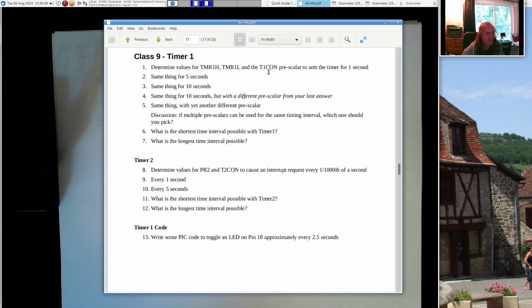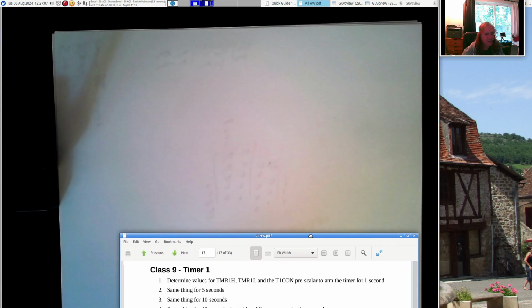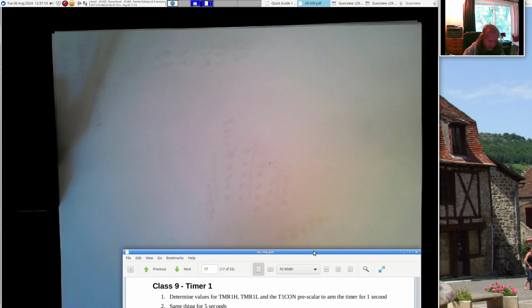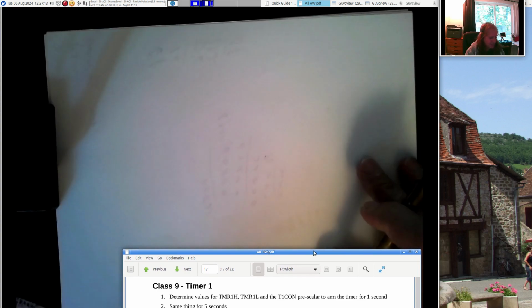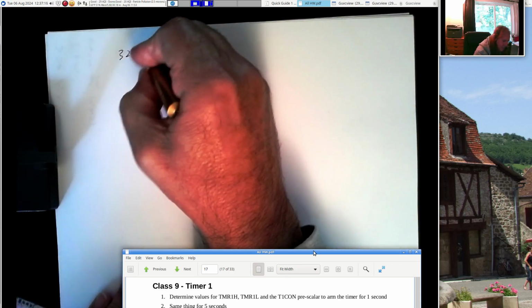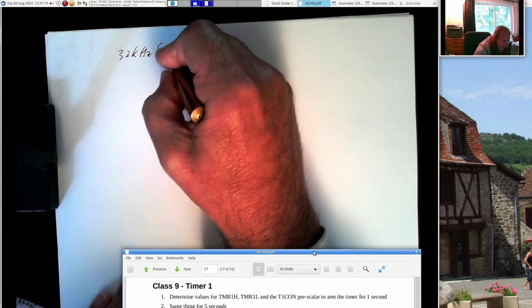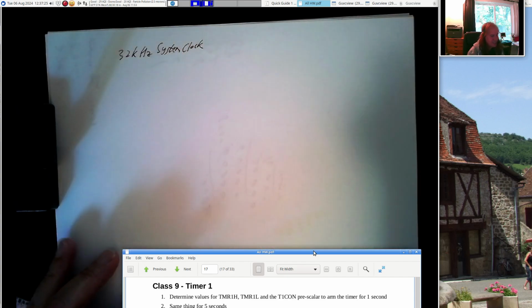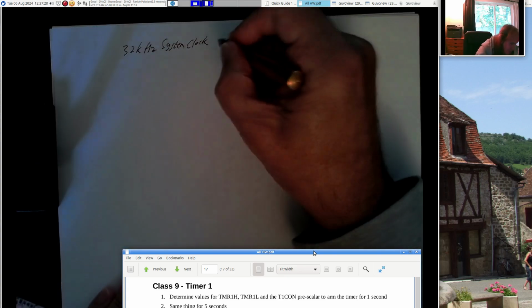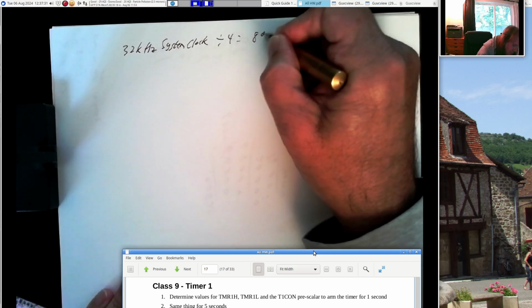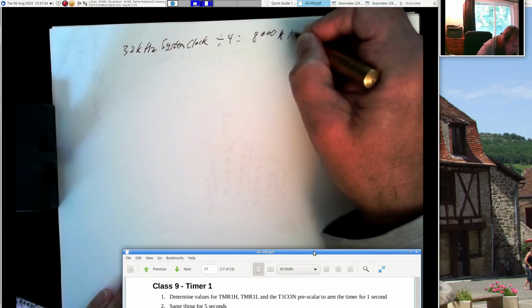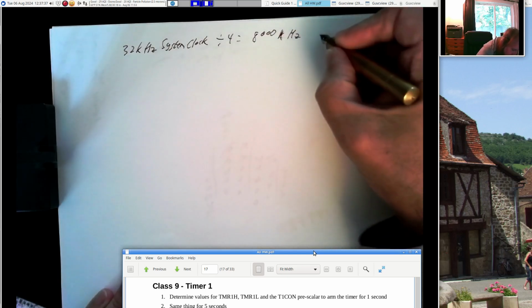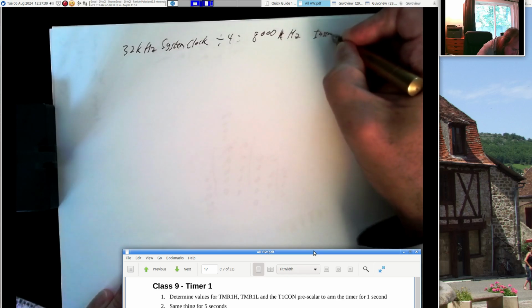So the first question wants to know the values for the high and low timer registers and the prescaler that we need to set up the timer to trigger after 1 second. Everything that we do is based, unless we say otherwise, on this idea of a 32 kilohertz system clock. And remember, we don't usually deal with that. That's just the underlying clock rate. It's actually 31K, but we round it up to 32. But we divide that by 4, and we get an 8,000 hertz, or 8 kilohertz instruction clock.